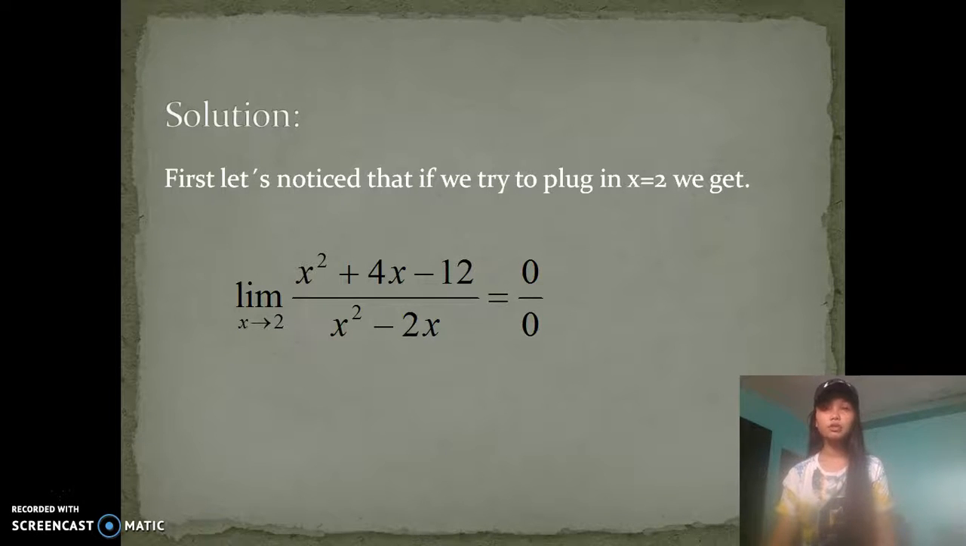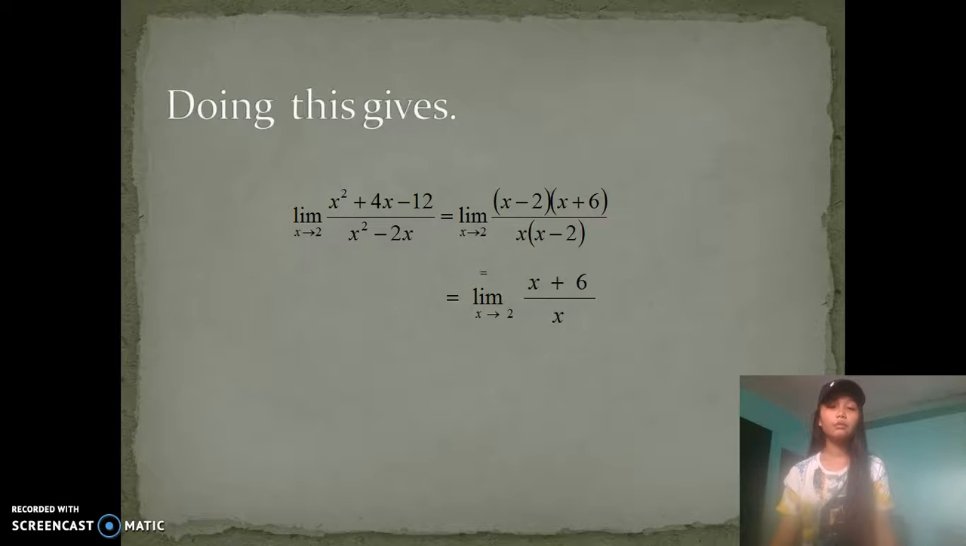The first thing that we should always do when evaluating a limit is to simplify the function as much as possible. In this case, that means factoring both the numerator and the denominator. Doing this gives the limit of x squared plus 4x minus 12 over x squared minus 2x, where x is approaching 2, equal to the limit of x minus 2 times x plus 6 over x times x minus 2, where x is approaching 2, equal to the limit of x plus 6 over x, where x is approaching 2.